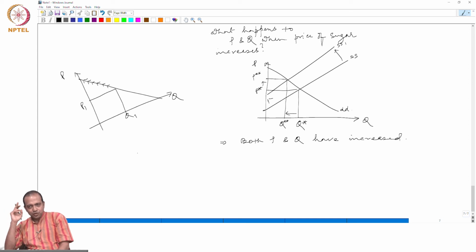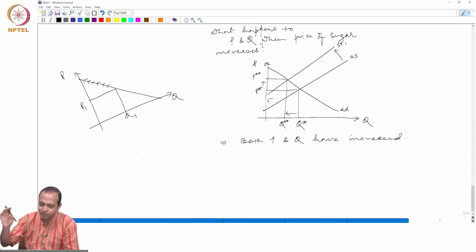Right? So, we will discuss those cases in our next class. When demand curve and supply curve shift together, what will happen to the new equilibrium price and quantity? That we will discuss in our next class.